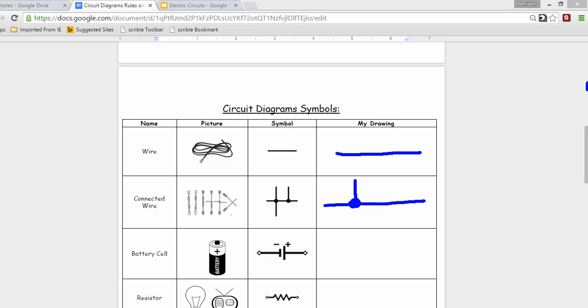A battery. A battery is going to be a short line and a long line. The short line is your negative side. The long line is your positive side. And there's going to be wires connecting into either side of the battery. There's going to be a slight gap here in between the negative side and the positive side. This is what your battery should look like. Perpendicular lines to the wires. So the battery lines go up and down, the wires go across.